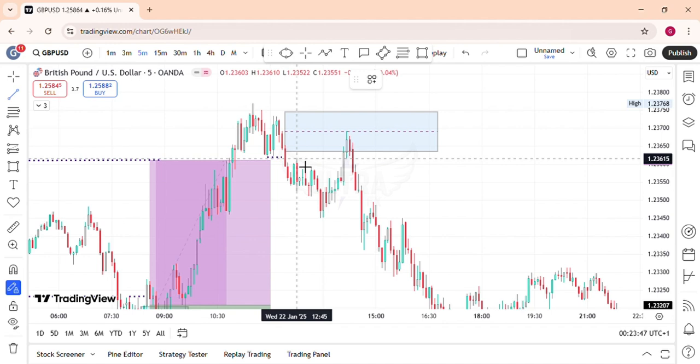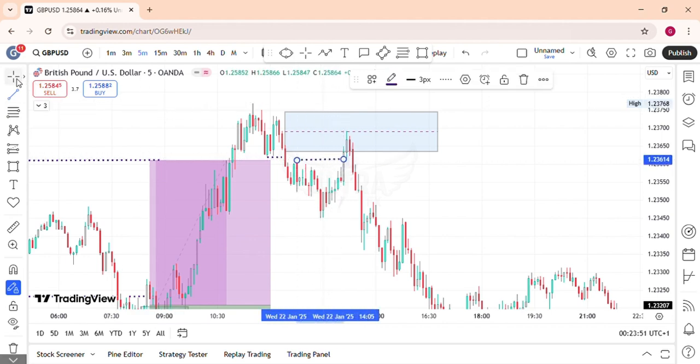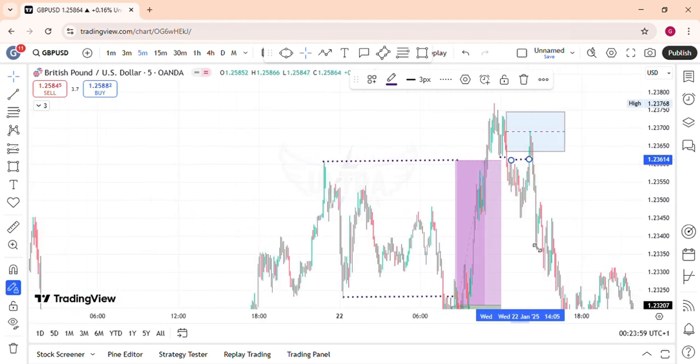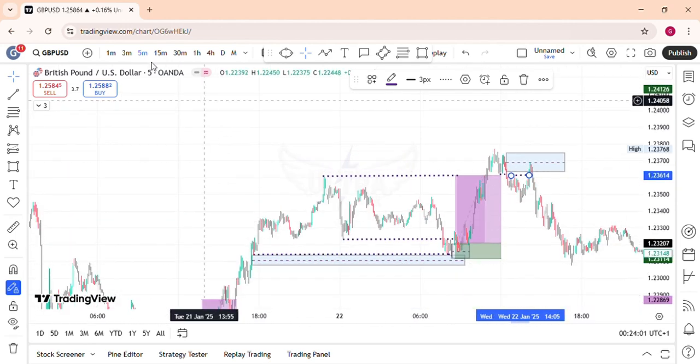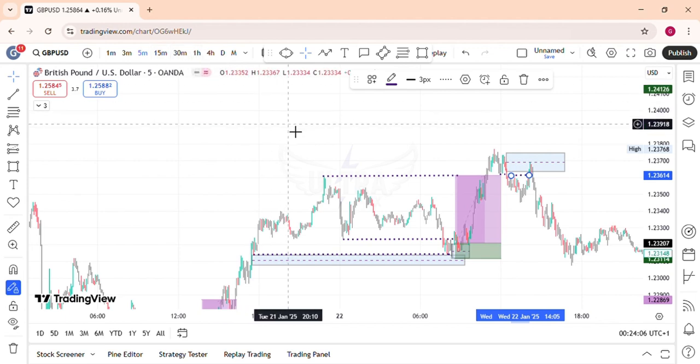This is the liquidity that the market has taken. But before we know that there is actually a setup to be anticipating, to be waiting for here, we have to first look at where the market is coming from on a higher time frame. Always use your higher time frames. Now let's go to the 1 hour time frame to see where the market is coming from.